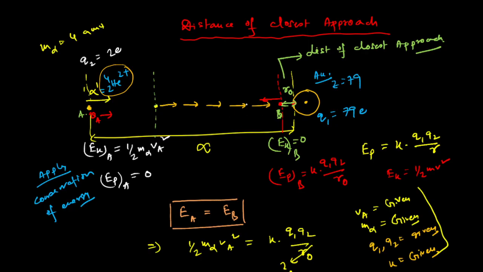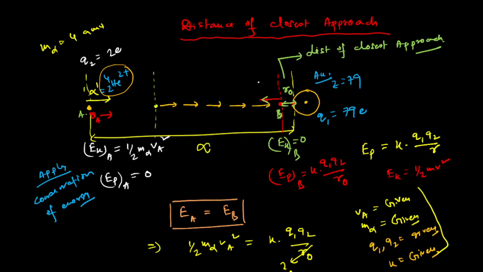So at this point, the closer it comes, the more the repulsion increases. So gradually repulsion is increasing, kinetic energy is decreasing. At this point the repulsion will stop the particle at B, and from this point the alpha particle will return back. So this is the point of returning, and the distance of the nucleus from point B can be called the closest distance of approach. Is it clear? Yes, sir.